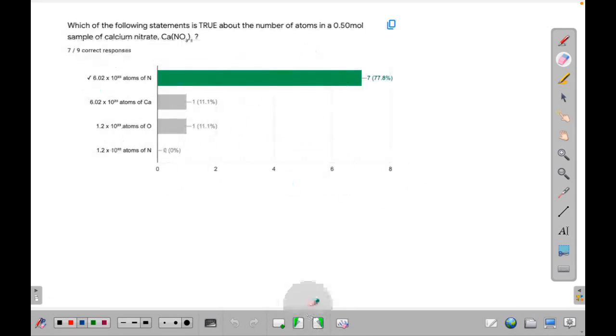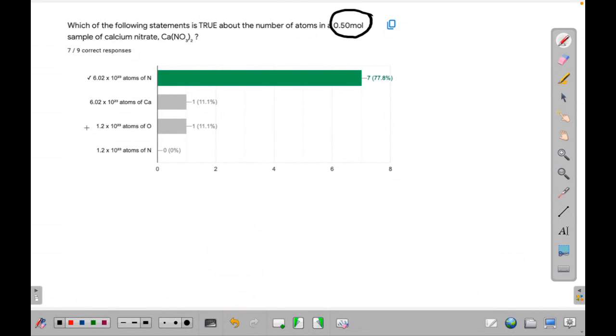So let's get started. Okay, so our first problem is: which of the following statements is true about the number of atoms in a 0.50 mole sample of calcium nitrate? This question is basically about mole to atom conversions, or mole to anything conversions for that matter. So what we do is we have 0.50 mole.